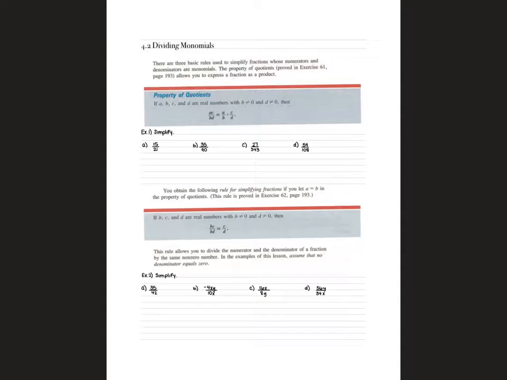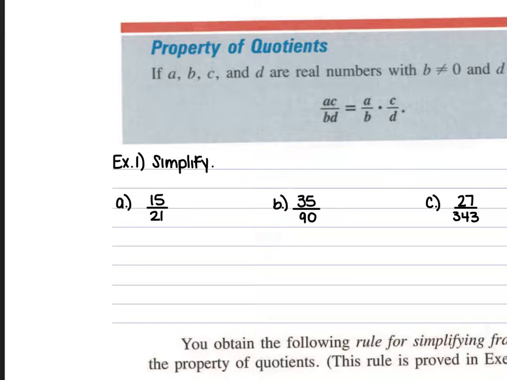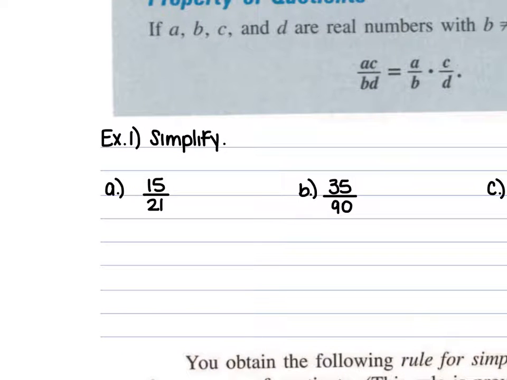4-2 dividing monomials. When we divide monomials, sometimes we're going to have just fractions, sometimes we're going to have fractions that include variables. When we start off here, we're looking at just the fractions, and we're seeing what we can divide both the numerator and the denominator by in order to simplify. So if we look at example 1a, we have 15 over 21. These are both divisible by 3, so we can divide each by 3 to give us 5 over 7. And that is simplified fully, so that would be our answer.